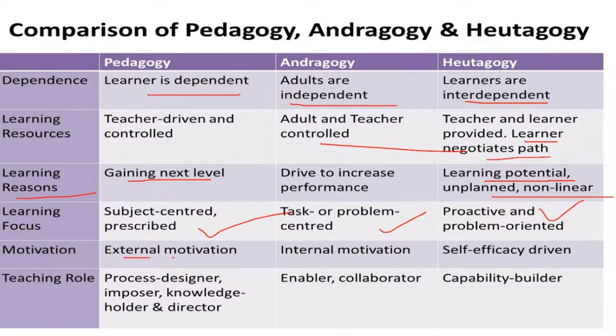In pedagogy, the teacher has to push the student; that is external motivation. Andragogy is self-intrinsic, and heutagogy is self-efficacy driven. So here you require more self-motivation as compared to pedagogy. As for the teaching role, the teacher is the designer, imposer or holder. In andragogy, the teacher is just a collaborator, whereas in heutagogy, just a capability builder. That's how the teacher has to play the role when it comes to the teaching theories.